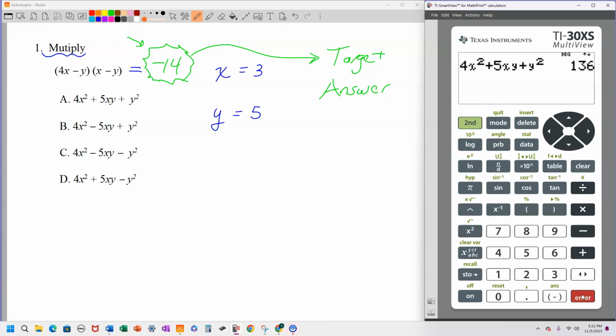I'm going to hit enter now and see what I get. I got 136. This is 136. That does not match up with my target answer of negative 14. Doesn't match up. A is gone. Now we're going to punch in B and see if B works. So clear this out. Let's punch this in. I recommend pausing the video and trying B. Punch it into your calculator and see if you get your target answer of negative 14. If you do, you're done.